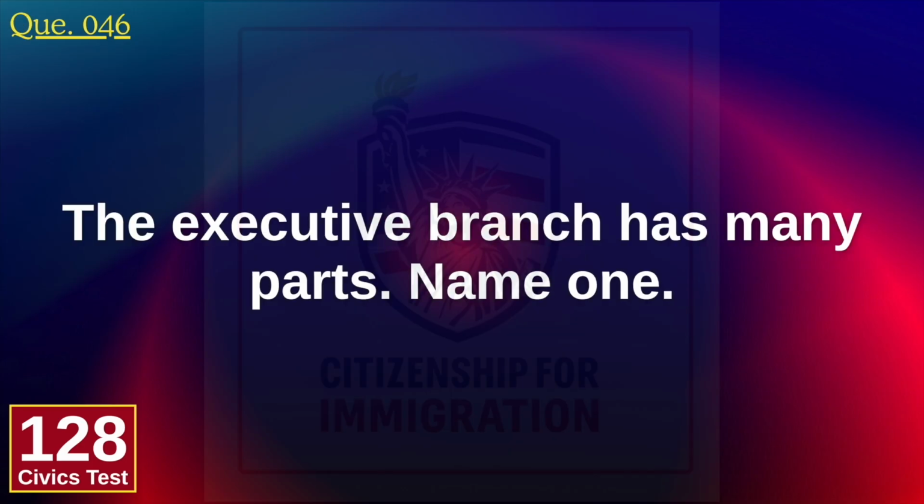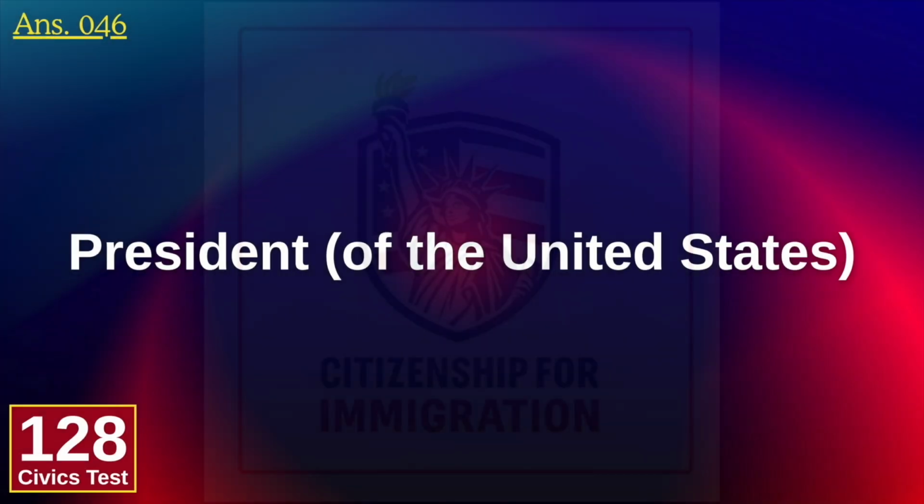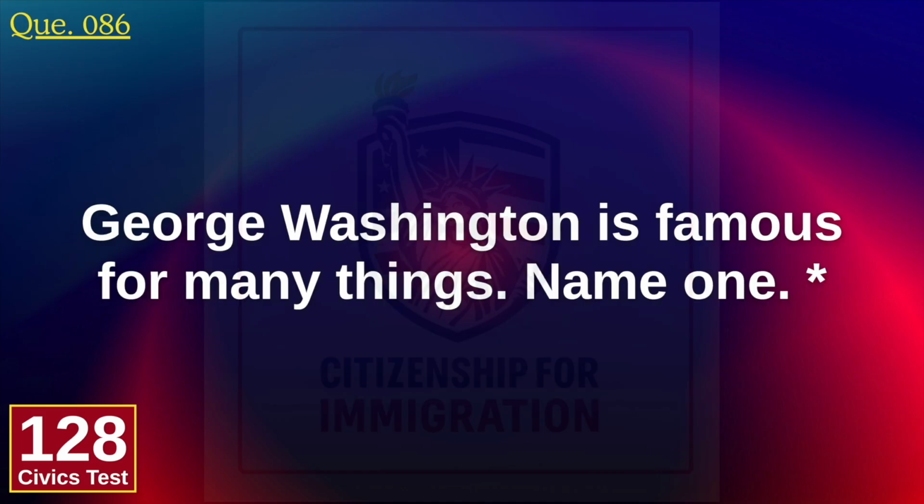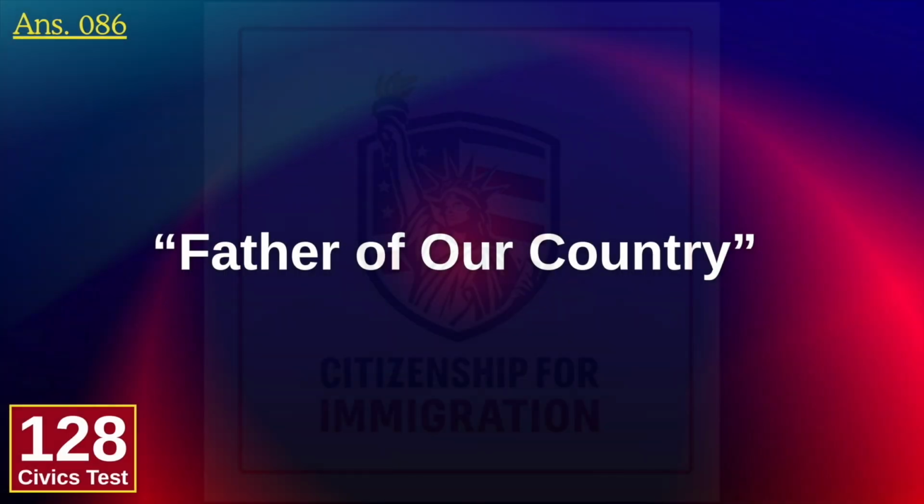The executive branch has many parts. Name one. President of the United States. George Washington is famous for many things. Name one. Father of our country.